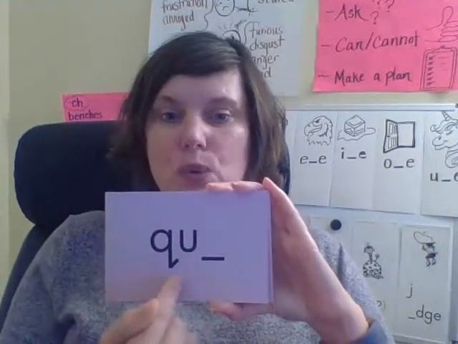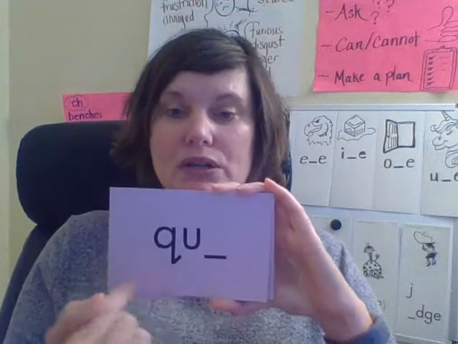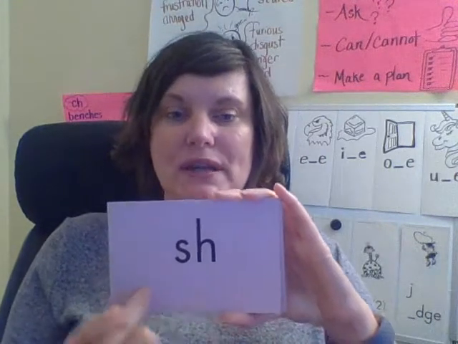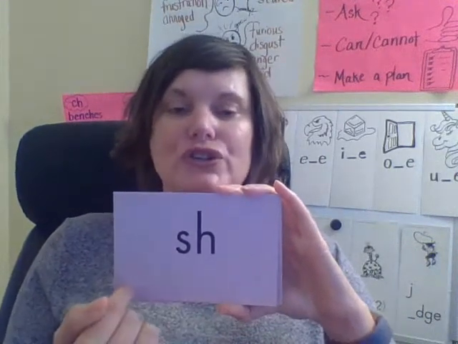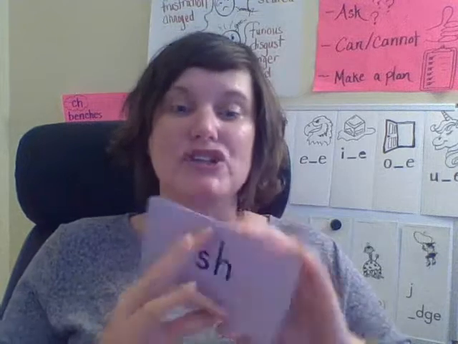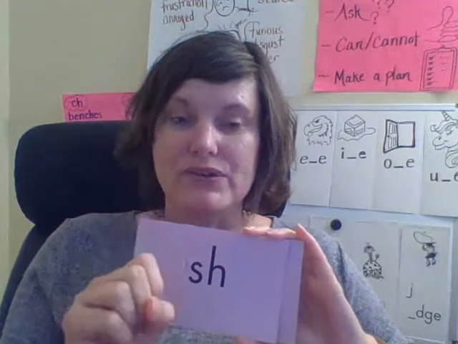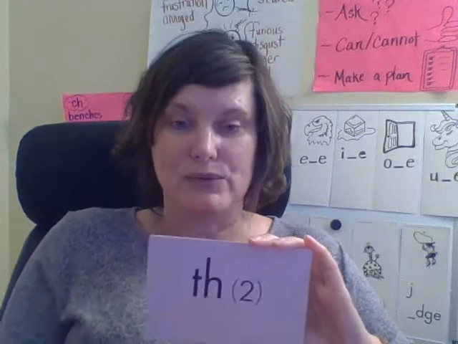My turn. Qu. Together, qu. Your turn. Good. Like the quiet quail. My turn. Sh. Together, sh. Your turn. Good, like hush, little baby. This also is a digraph because we have two letters that make one sound.